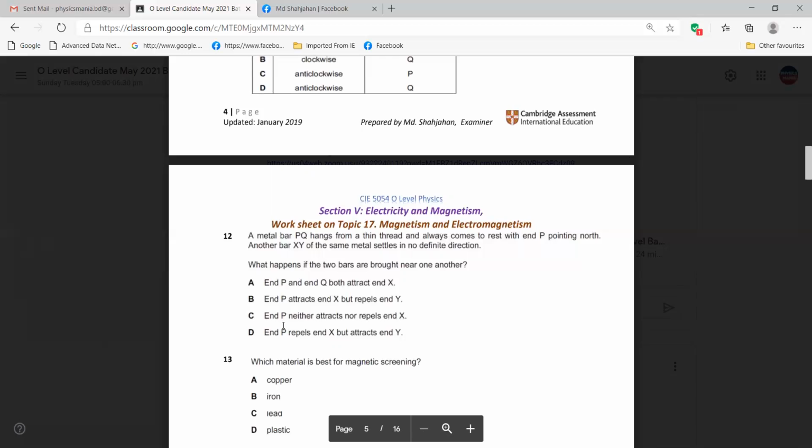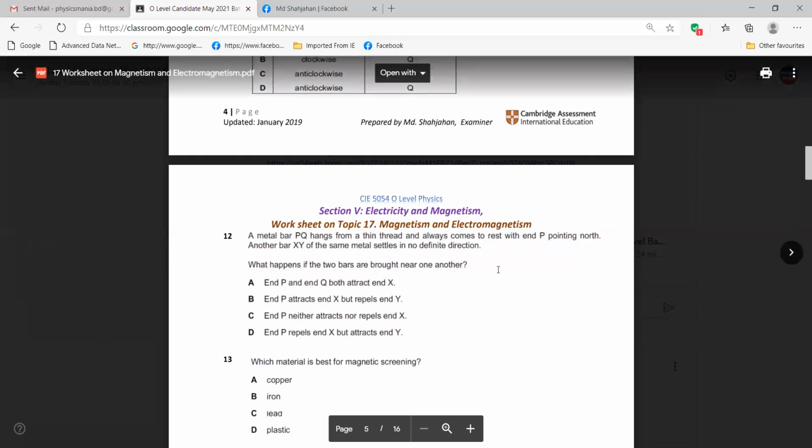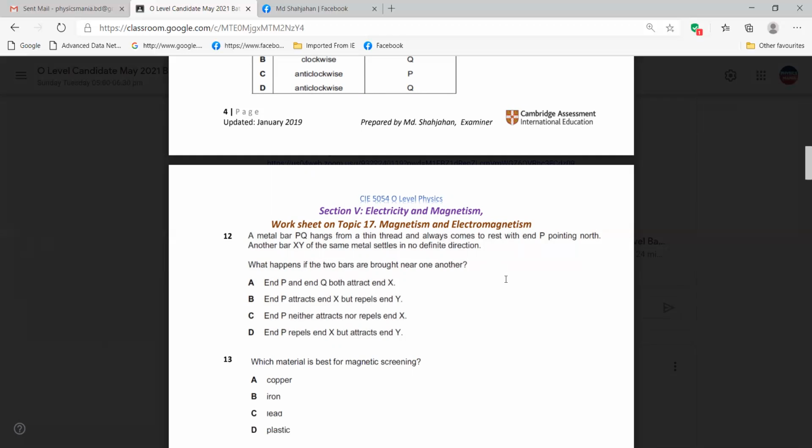A metal bar PQ hangs from a thin thread and always comes to rest with end P pointing north. Another bar XY from the same metal settles in no definite direction. What happens if the two bars are brought near one another? Okay, so you draw PQ, and it's pointing north. That means its right side is North Pole, and left side is South Pole.